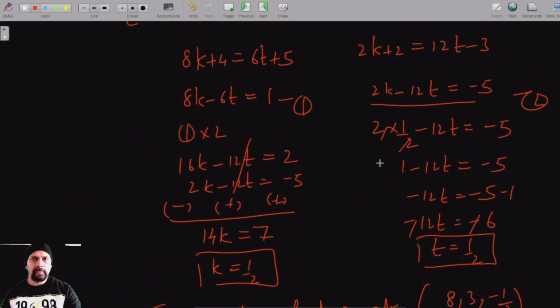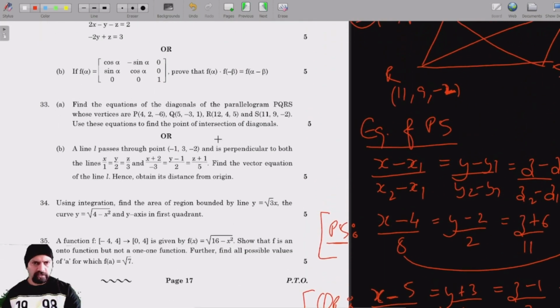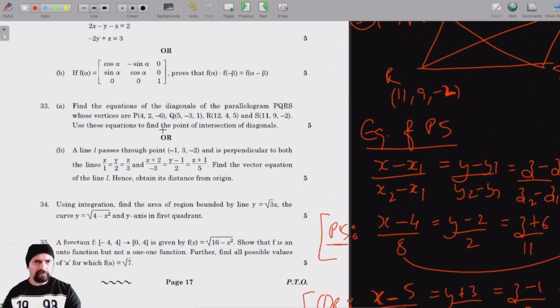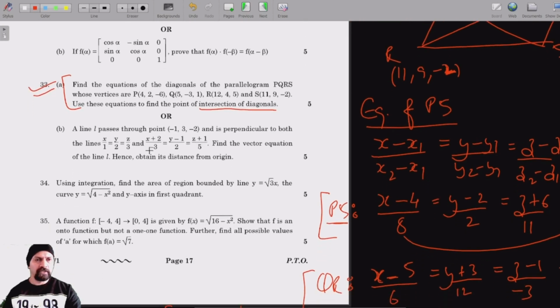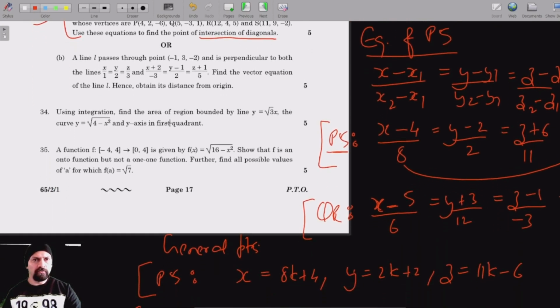Okay, so using these equations, we found the point of intersection of diagonals. So we are done with part A. Let's move on to part B.